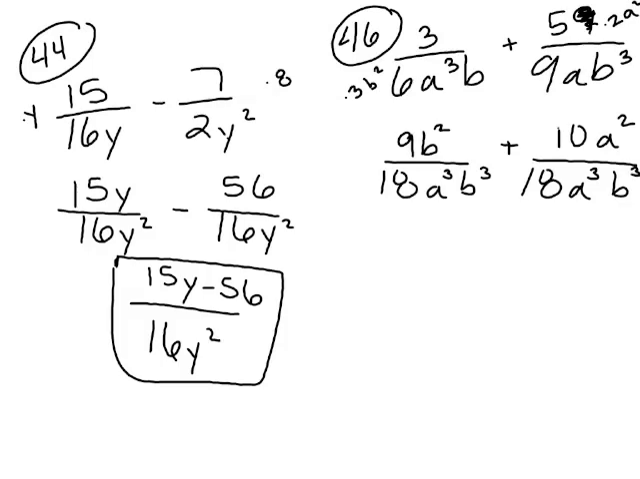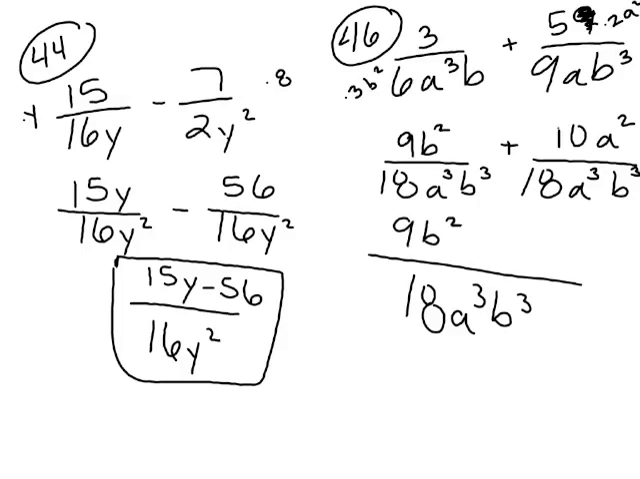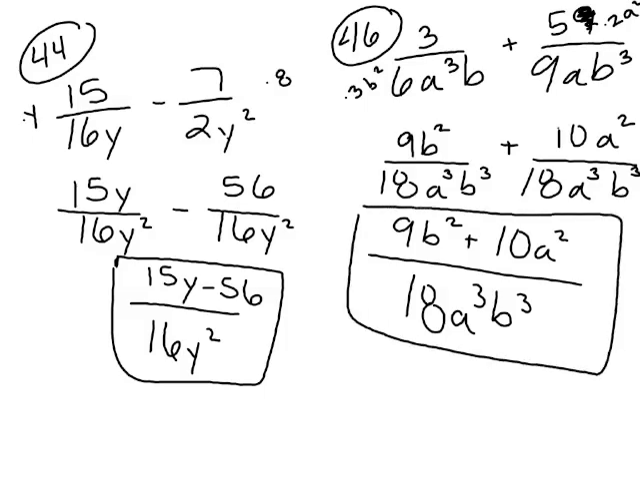Okay, now my denominators are the same. I'll have 18 a cubed, b cubed on the bottom. And what's on the top? 9b squared plus 10a squared. Can I combine anything? No, 9b squared and 10a squared won't combine. Okay. So that is our final answer. If I were to rewrite that in the correct alphabetical order, just change it on the top. 10a squared plus 9b squared over 18a cubed b cubed.